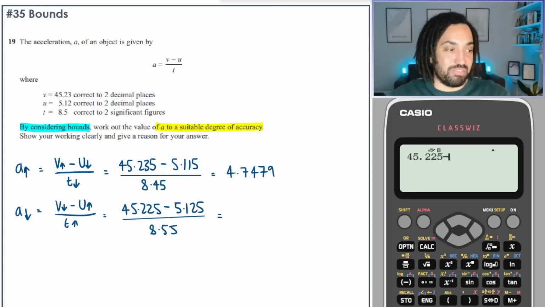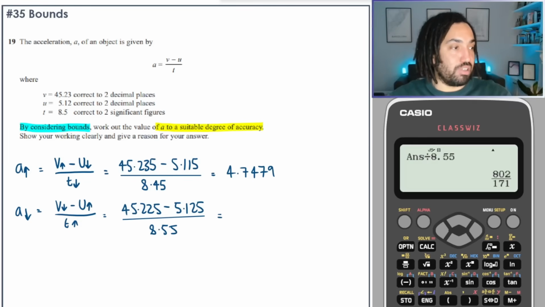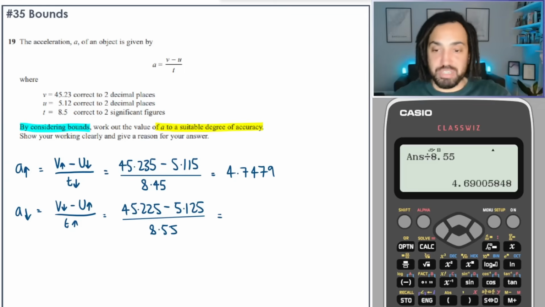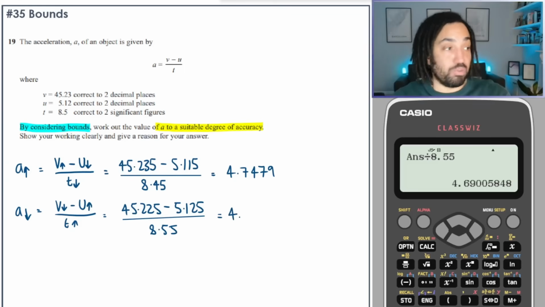45.225. I just hope I haven't made one. 5.125. And then divide that by 8.55. Right, we should get a value which is similar, but obviously lower.